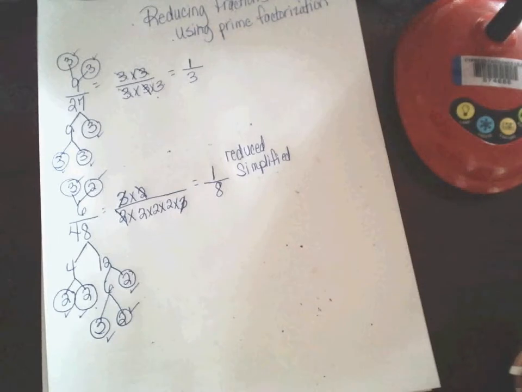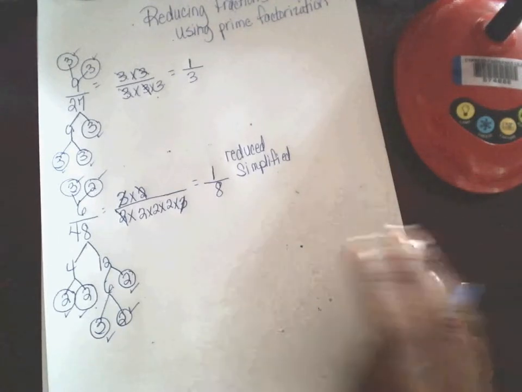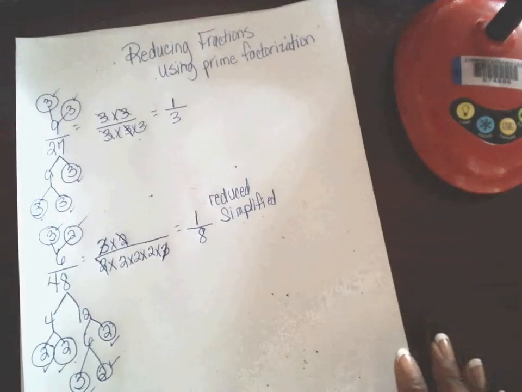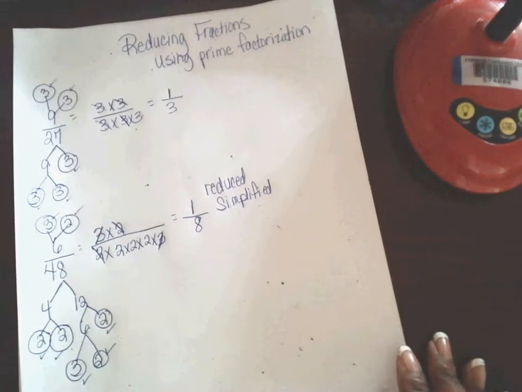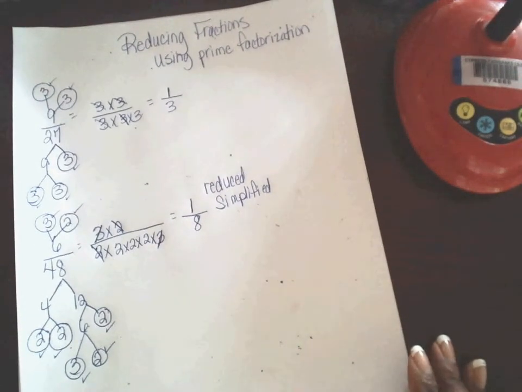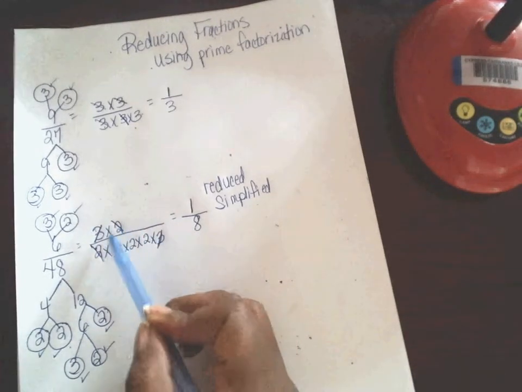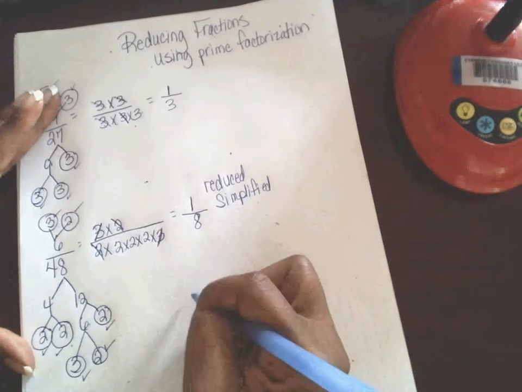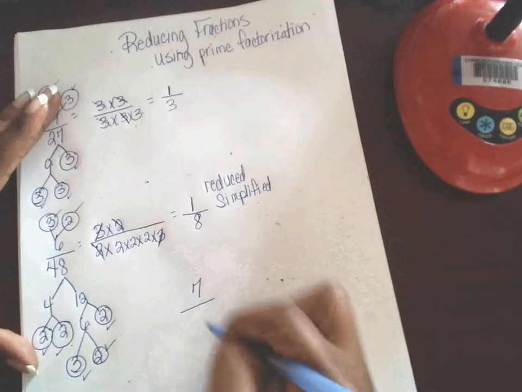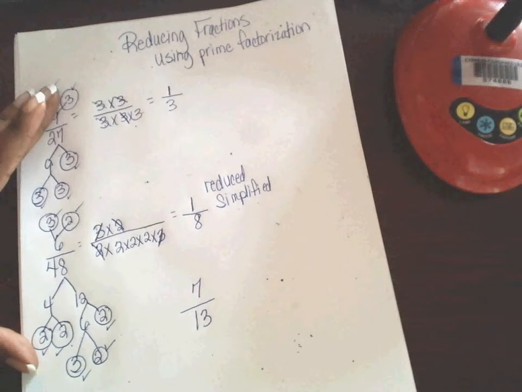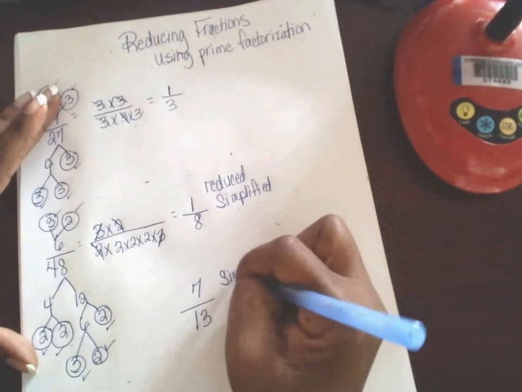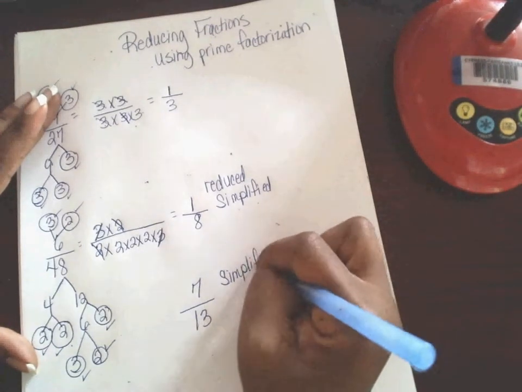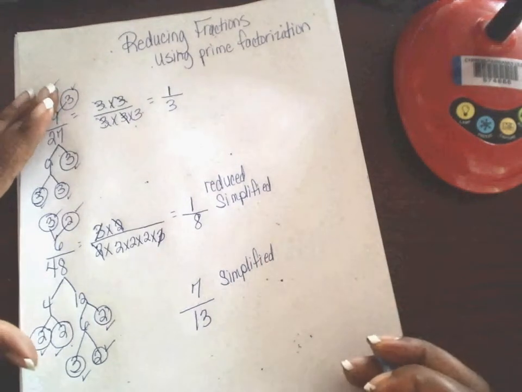Okay? And that's how we reduce fractions using prime factorization. Make sure that you are able to divide out the numbers if there's something the same at the top and the bottom, like we did here. If you don't have anything that's the same at the top and the bottom, then that fraction is at its lowest terms. Okay? For example, 7 and 13. Well, it's most simplified. This is as simplified as it gets. It can't get any simpler than that for this particular fraction.